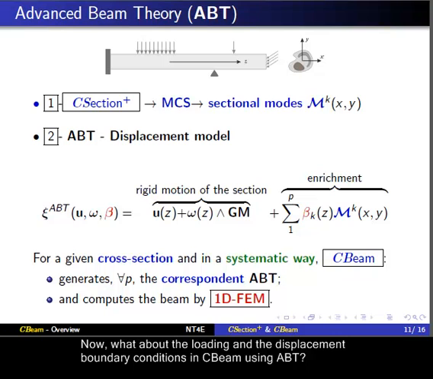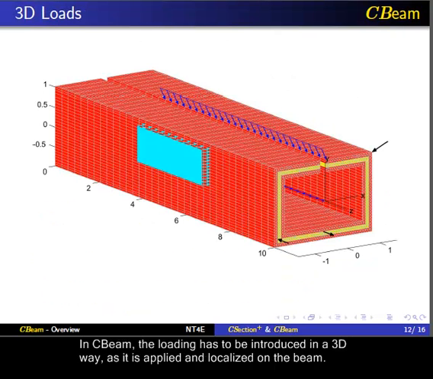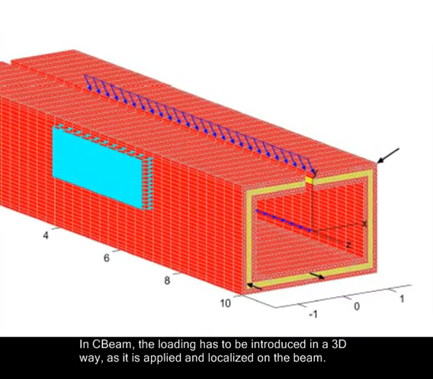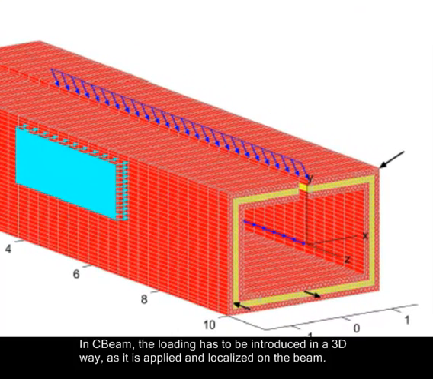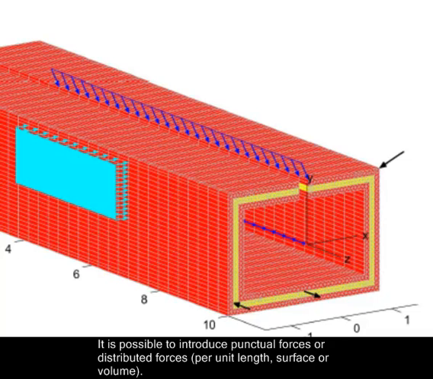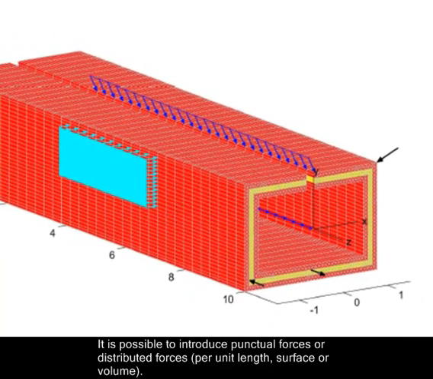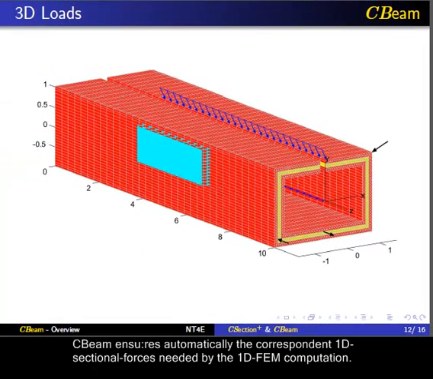Now, what about the loading and the displacement boundary conditions in CBeam using ABT? In CBeam, the loading has to be introduced in a 3D way as it is applied and localized on the beam. It is possible to introduce punctual forces or distributed forces per unit length, surface or volume. CBeam ensures automatically the corresponding 1D sectional forces needed by the 1D FEM computation.